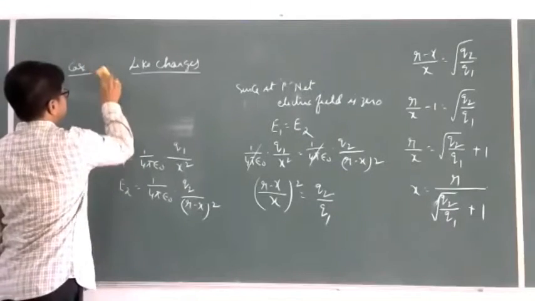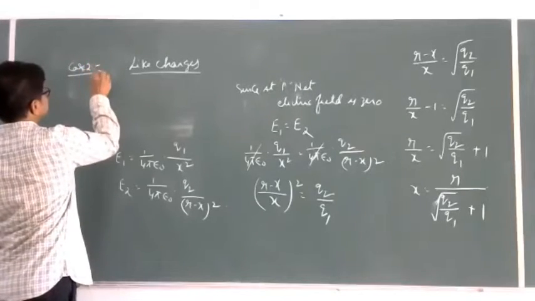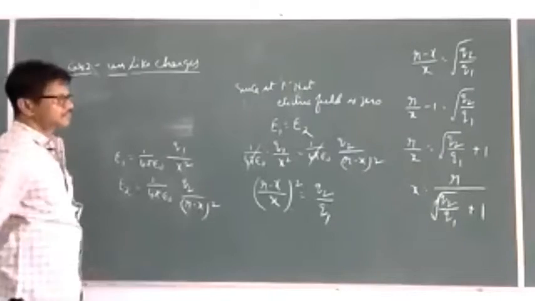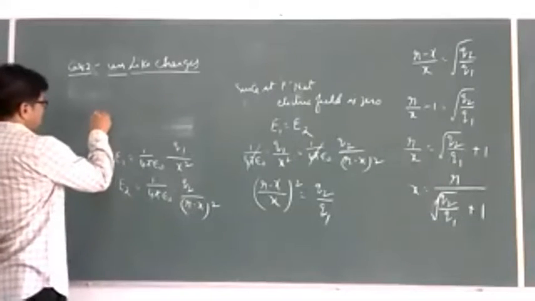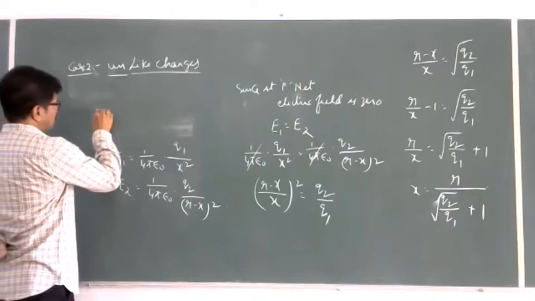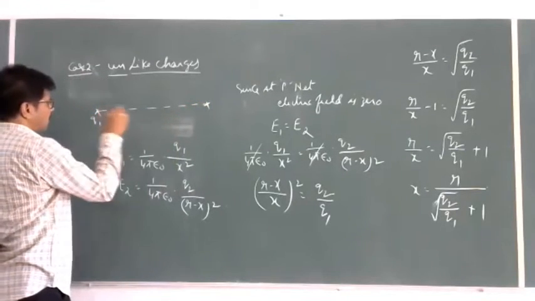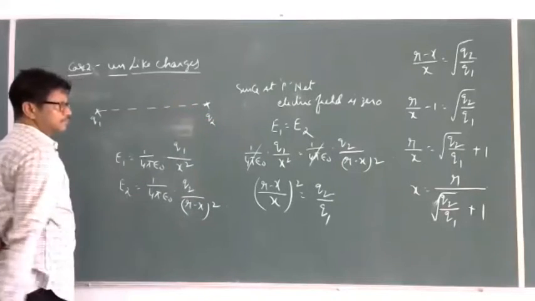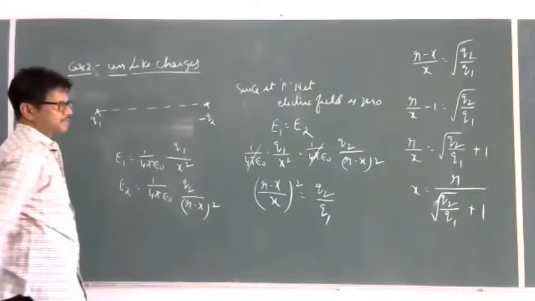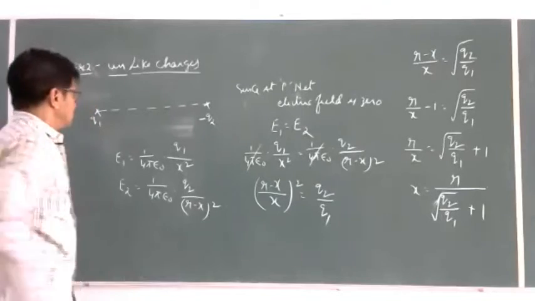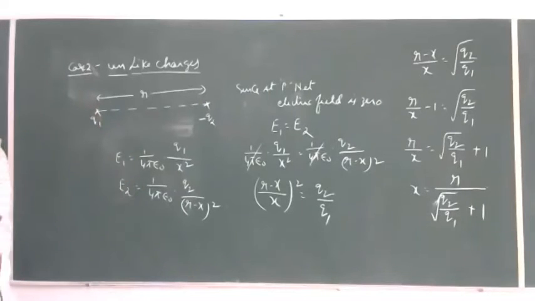Case 2: unlike charges. Here I am taking two charges, Q1 and Q2, but these two are not like charges, these two are unlike charges. They are separated by a distance r.